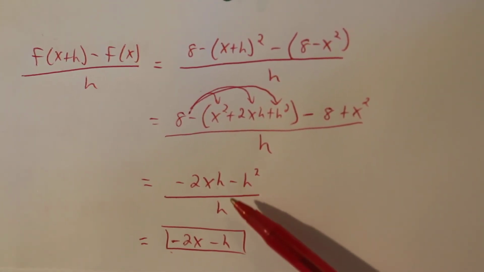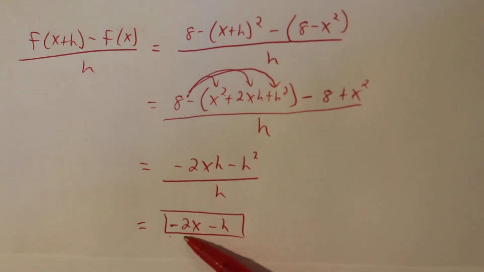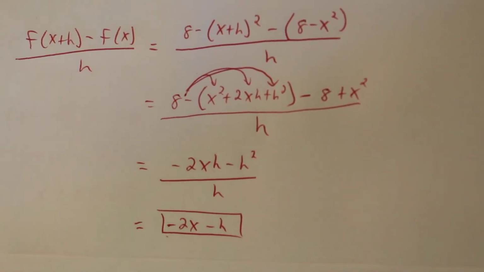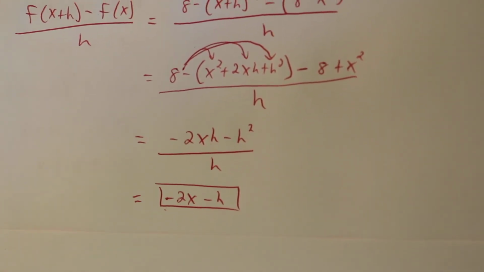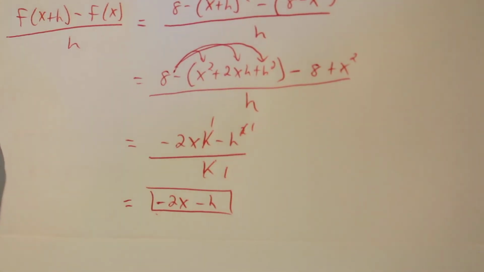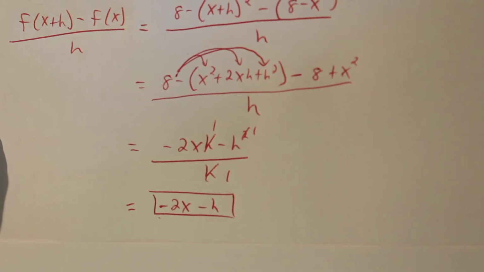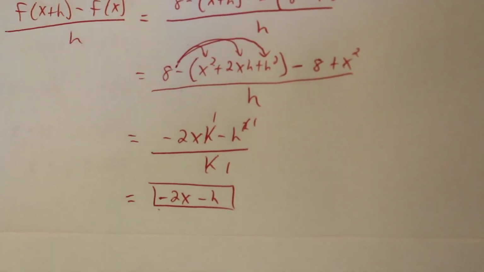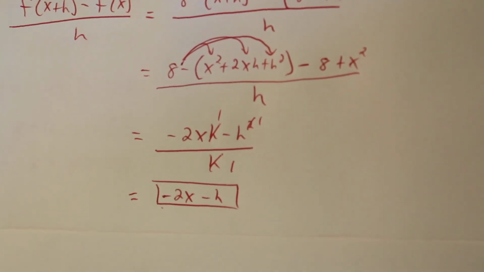So at this point, we cancel an h from each term in the numerator. We have minus 2x minus h, and then the h in the denominator cancels out to 1. If it is easier for you to see it this way, there you end up with your minus 2x minus h, and that is the difference quotient for the function f of x equals 8 minus x squared.